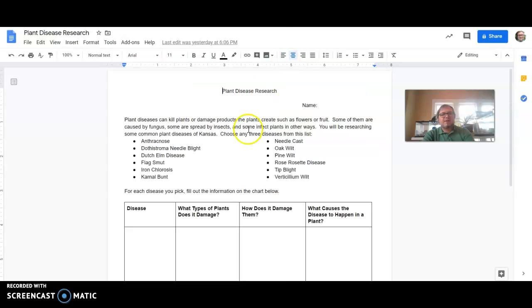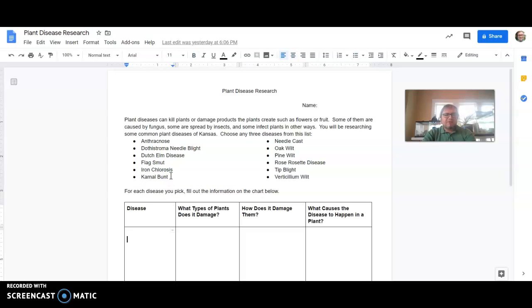And then the last one that I want to look at here is the plant disease research. So again, kind of a smaller list, but these are diseases that can kill plants or damage the products that plants create, such as flowers or fruits. Some of them are caused by a fungus, some are spread by insects, and some infect plants in other ways. So it's up to you to figure out the sources of these different types of diseases. You'll be researching these.